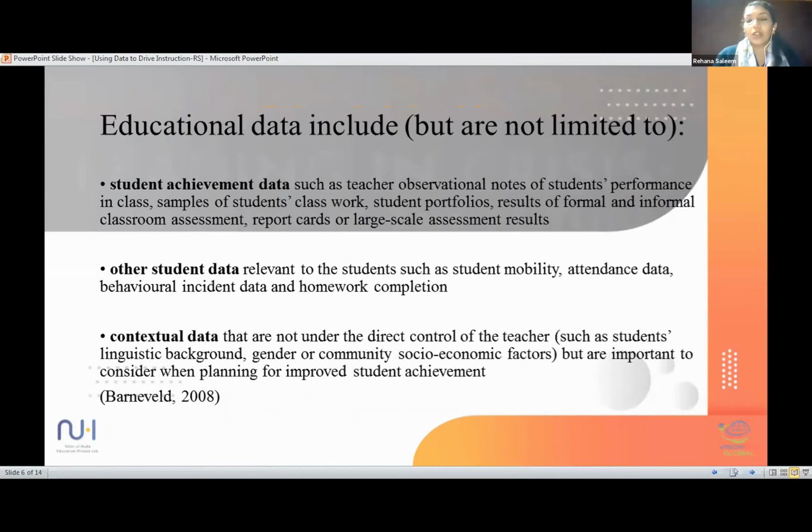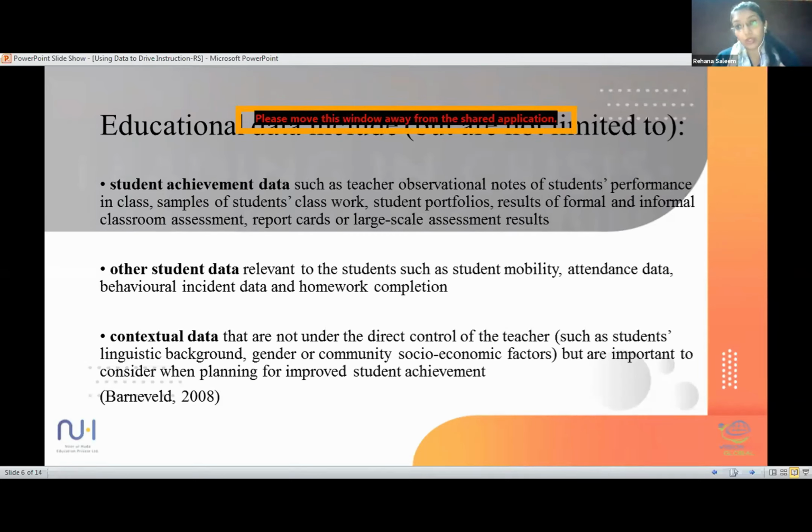Contextual data, which is not in the direct control of the teachers, such as the linguistic background of the child, the gender, community or socioeconomic factors, are important when we are considering the planning. When we are completing the planning and deciding how we are going to go about the classroom, for example, if 90% of students in my class have English as a third or fourth language, teaching them constantly in English might become a barrier for the students' achievement. So how do I go about it? Which means I need to be bilingual, I need to have concepts translated, or I need to find other support factors in my classroom to support the students.